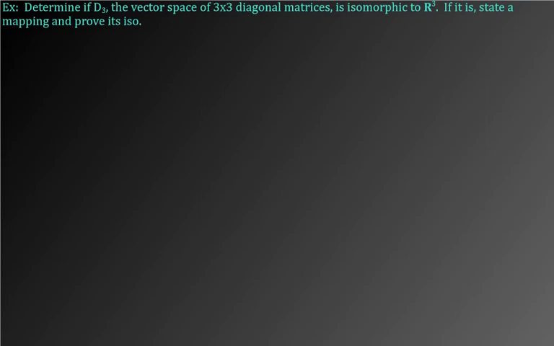All right, so I did want to go through just one more example in full detail here. We're going to say D sub 3 is the vector space of 3 by 3 diagonal matrices, and then we've got R3 over here. For the dimension of D3, you would need 1 basis vector for every diagonal entry, so you need 3 basis vectors for a 3 by 3. So that should be isomorphic to R3, and you could argue it that way. So the dimension of D3 equals the dimension of R3, which equals 3. So yes, isomorphic.